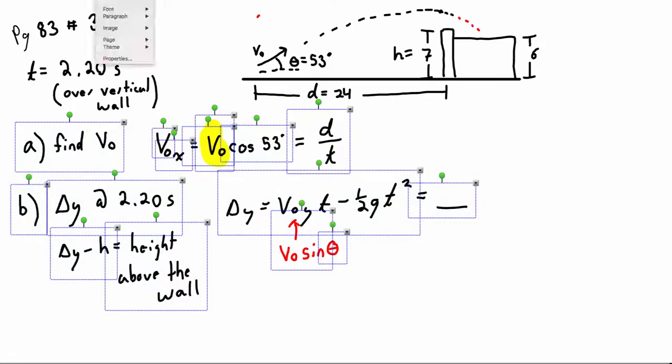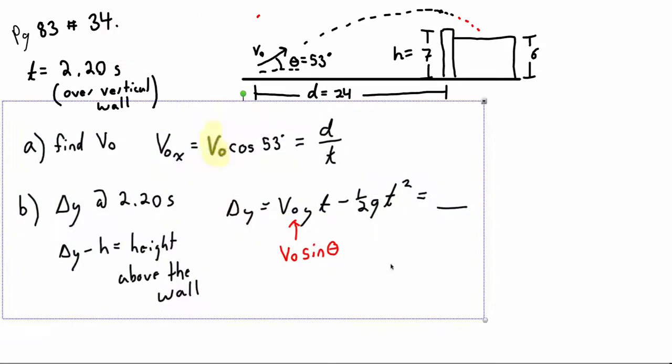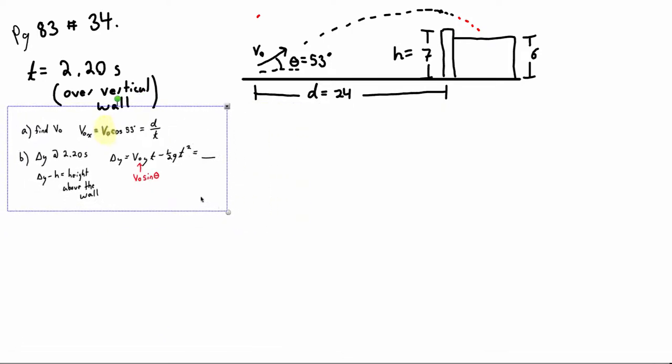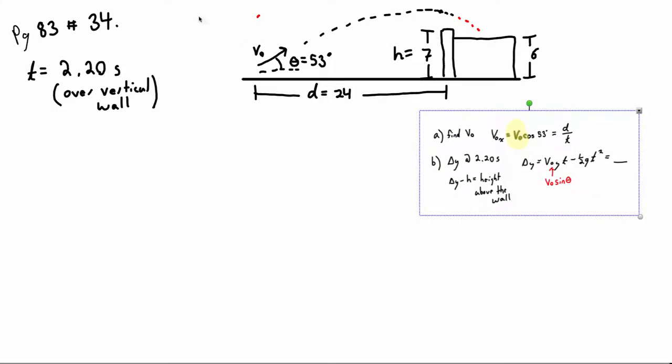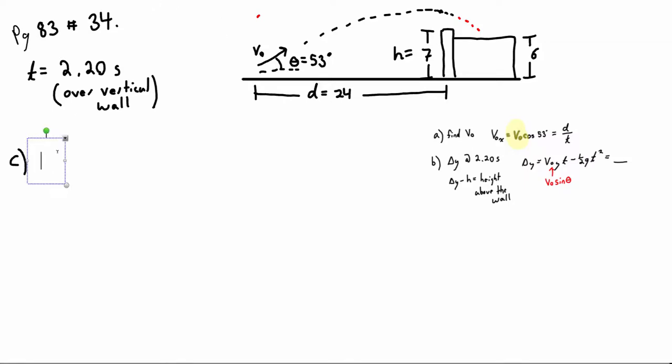Alright, so I'm going to put that over here. Alright, so C is actually really tricky. So I'm not going to solve the whole thing for you guys. I want you to really think about it. But what we're trying to do is find delta x, so we are finding x for the last part of the flight.